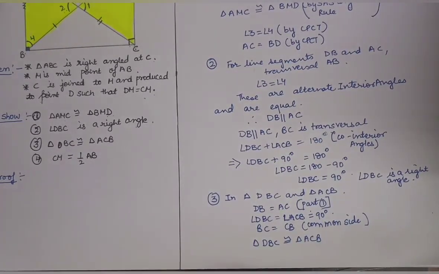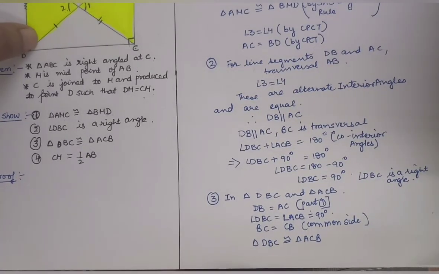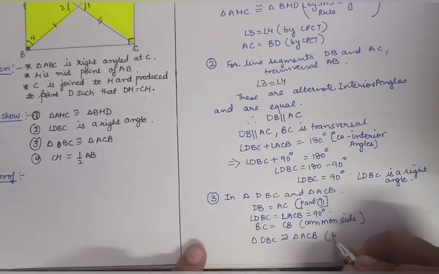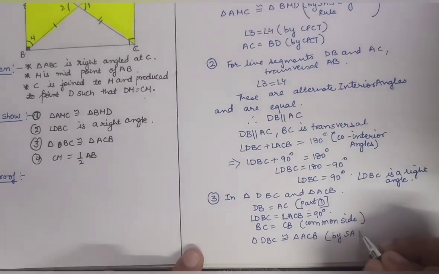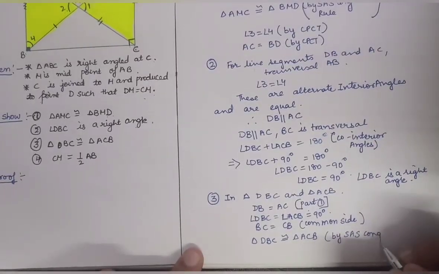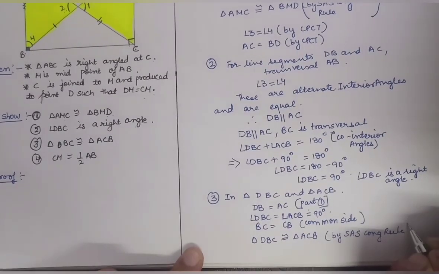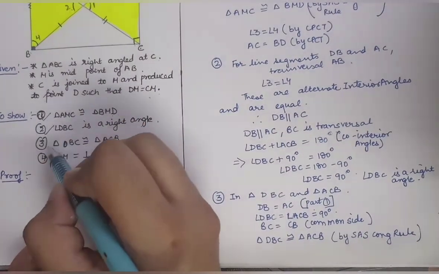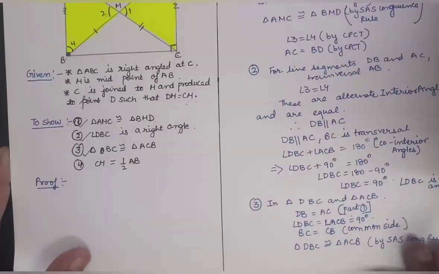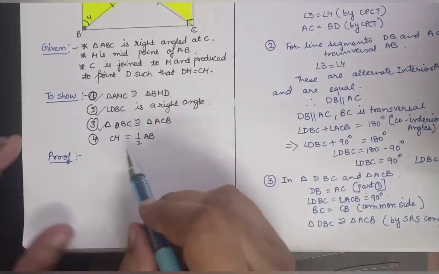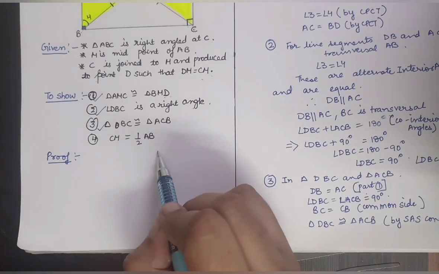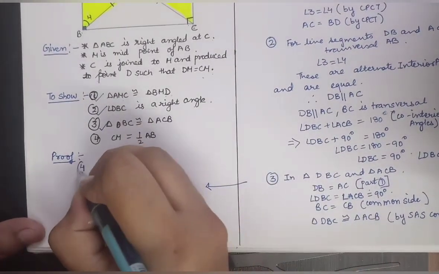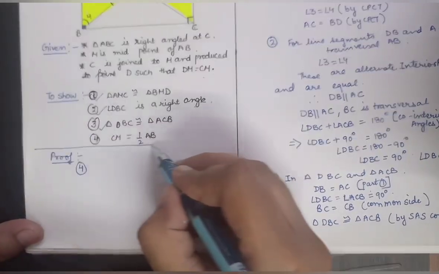We can check the rule. It is like side, then the angle, 90 degree angle, and then the common side. So it is by SAS congruency rule. So both the triangles are congruent. So we have proved the third part also. We have proved the first, second and third part. Now let us come to the fourth part, which says CM is equal to half AB. So I am writing my fourth part over here, that is CM is equal to half AB.